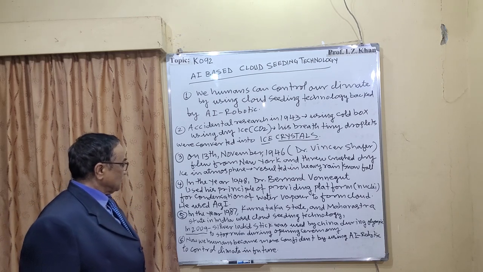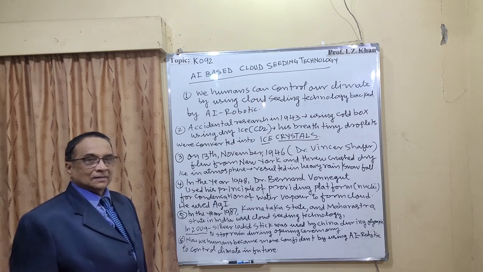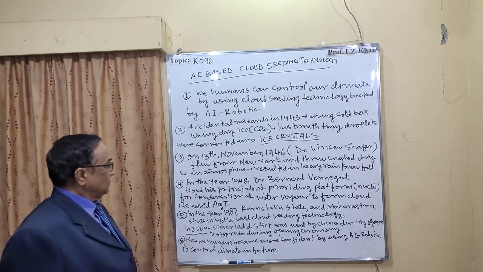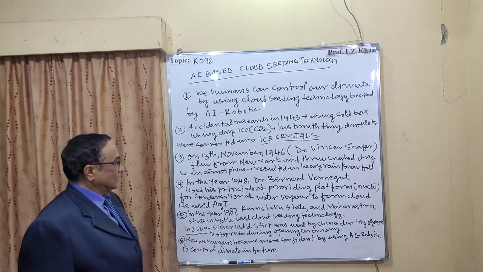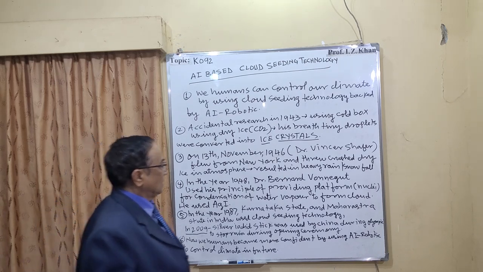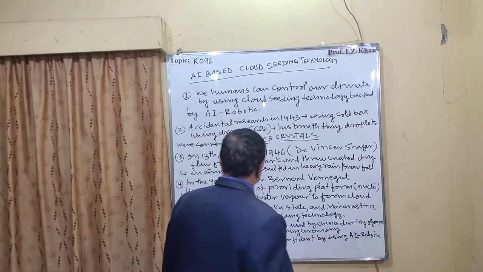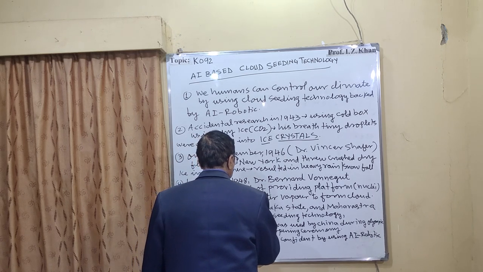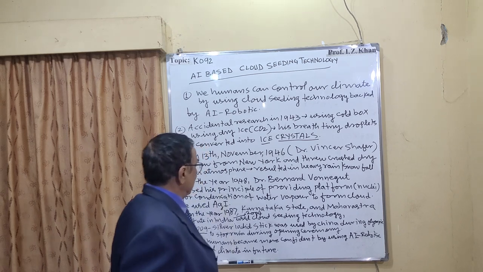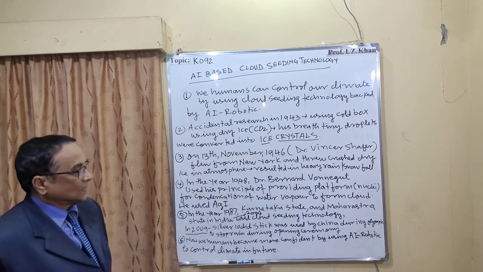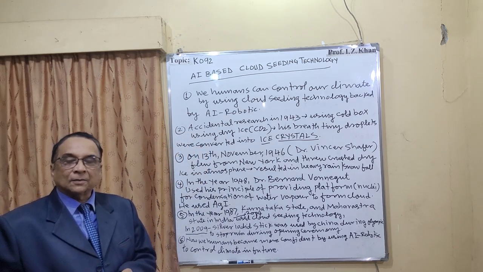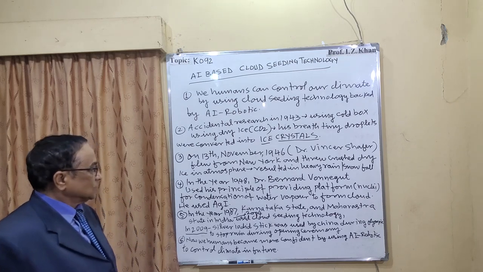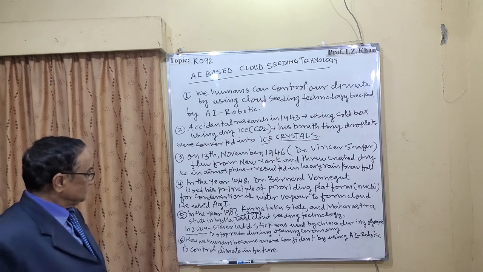Then number five, in the year 1987 and in the year 2004, in two states, Karnataka and Maharashtra, they used cloud seeding technology to get rain.